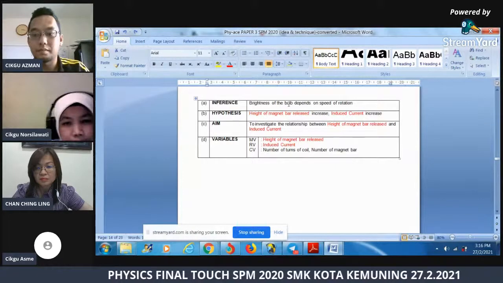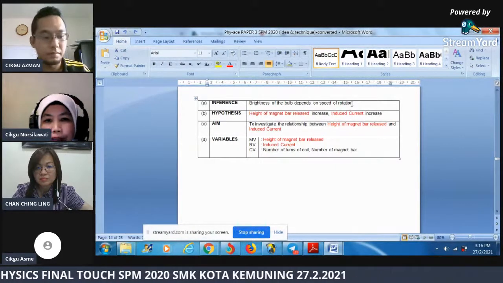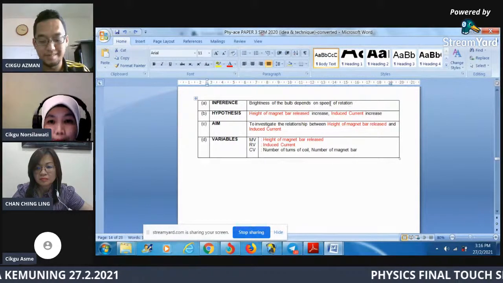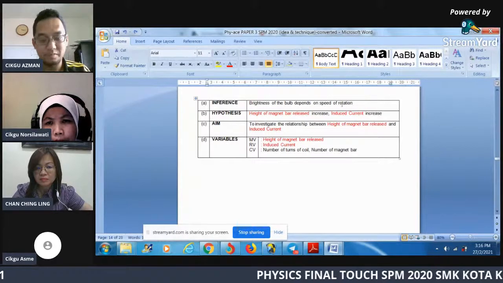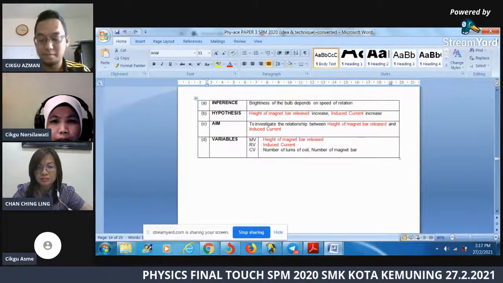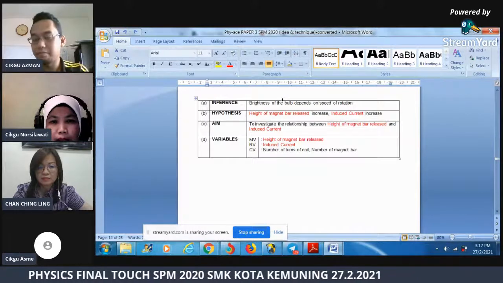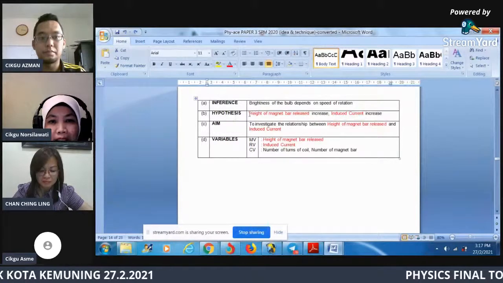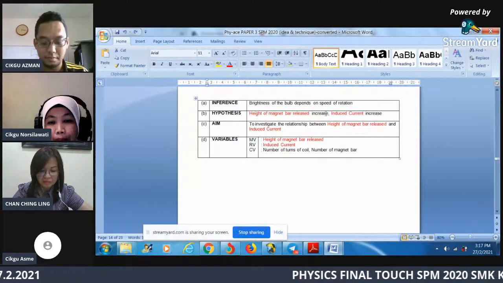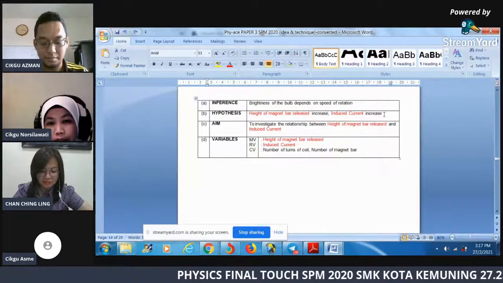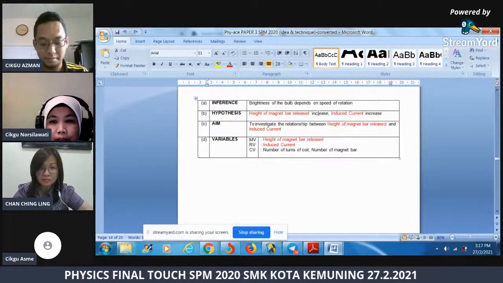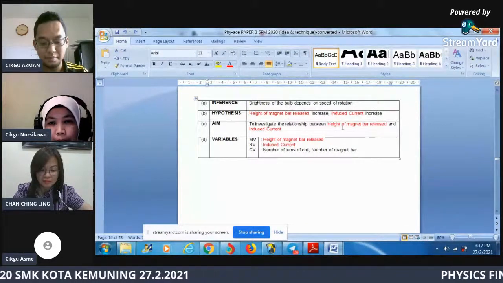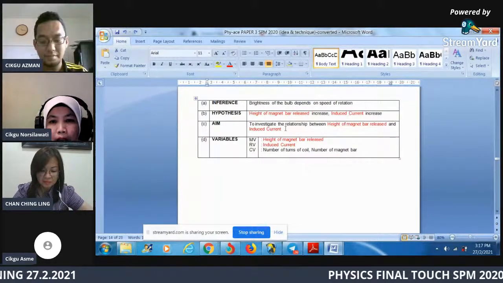Brightness of the bulb depends on speed of rotation, because the manipulated variable, the speed, affects the responding variable, the brightness. And then the hypothesis: as the height of magnet bar released increases, induced current increases. So MV increases, RV increases. For the aim, of course, you need to put back the MV and the RV.